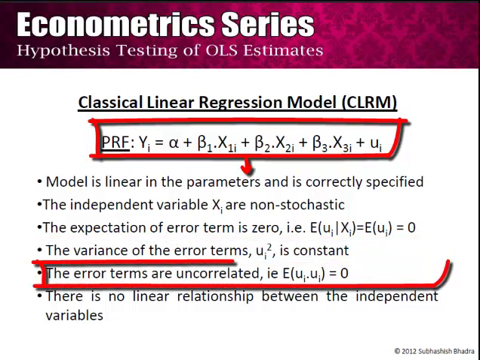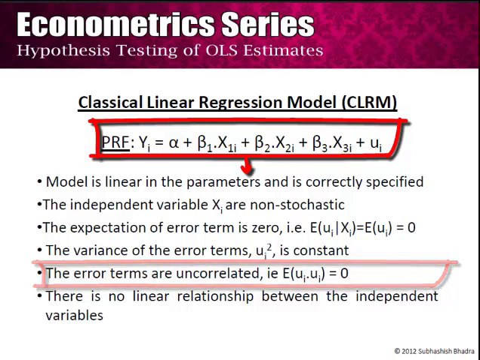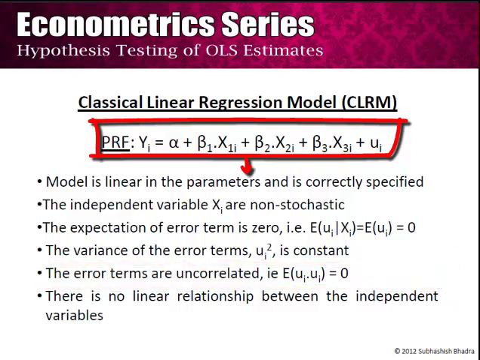The fifth property is that the error terms are uncorrelated. That is, the expectation of their cross product is equal to 0. This is also known as lack of autocorrelation. That is, the error term for one xi is not related to the error term of another xi systematically, and that any such relationship will be a coincidence.